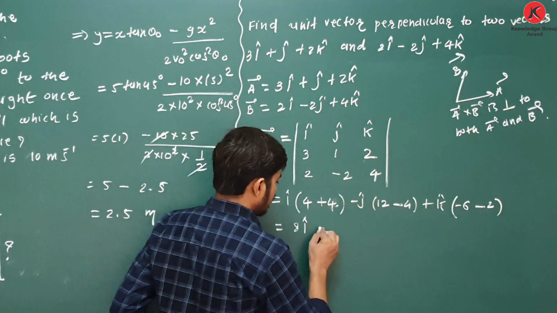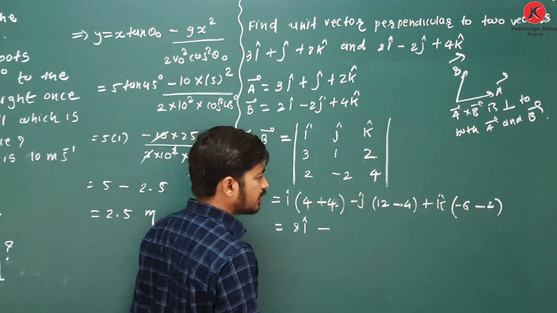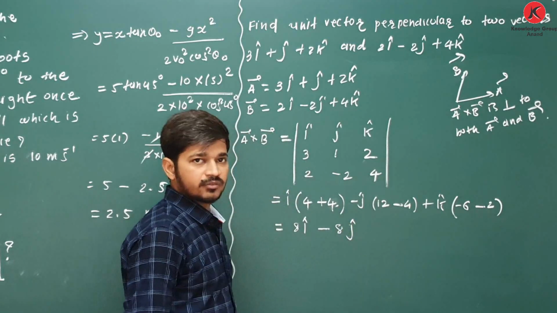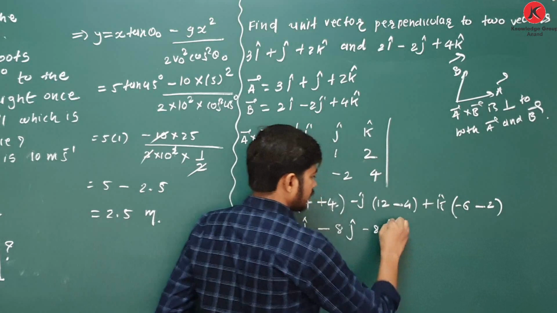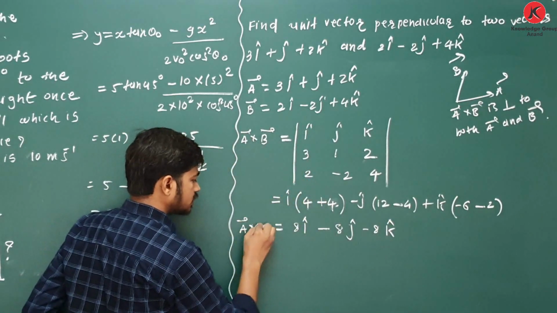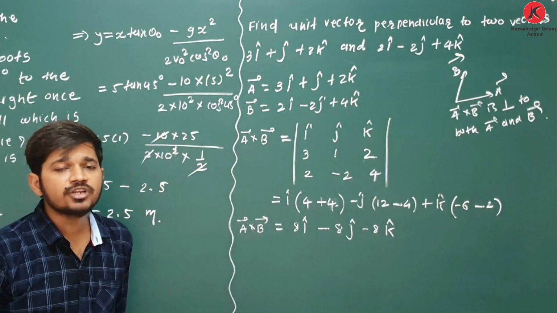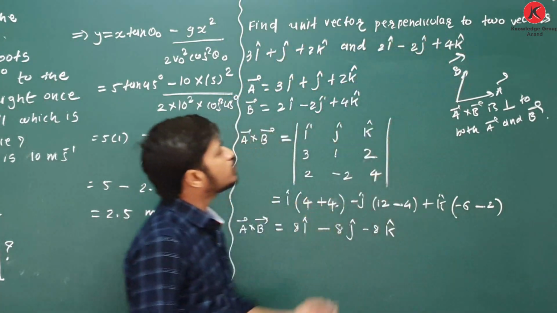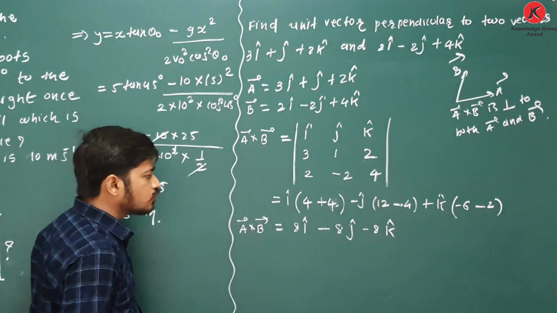Clear about this? Minus 12 minus 4 means it is minus 8 j caret. Clear about this? Then minus 6 minus 2 means it is minus 8 k caret. So that is a cross b. Now we have to find its unit vector. Find a unit vector perpendicular to two vectors. A cross b is perpendicular to the two vectors a and b, but we have to find its unit vector.